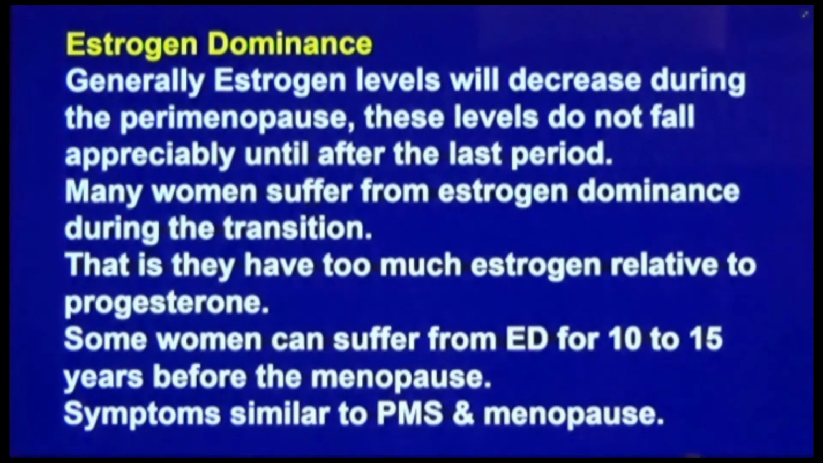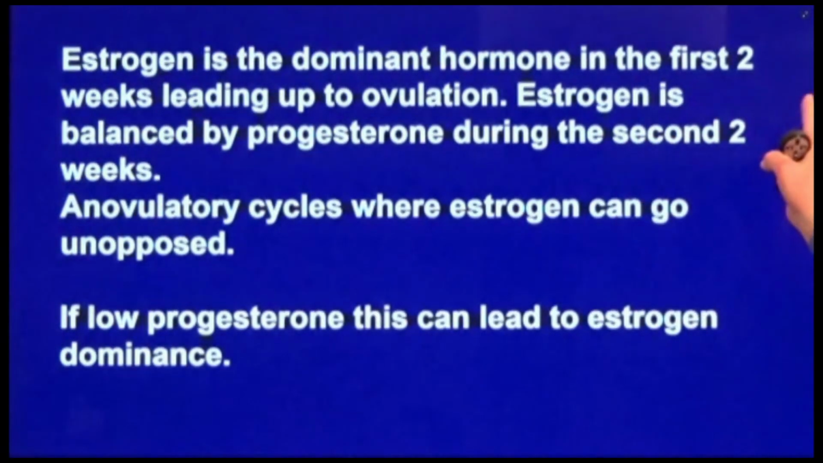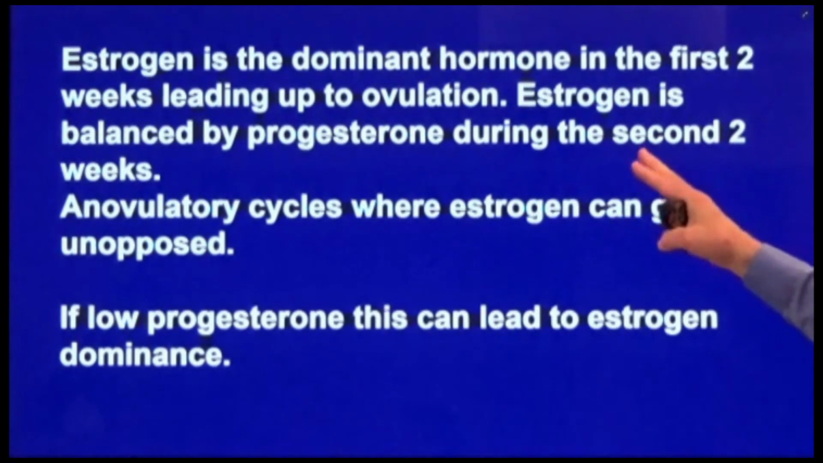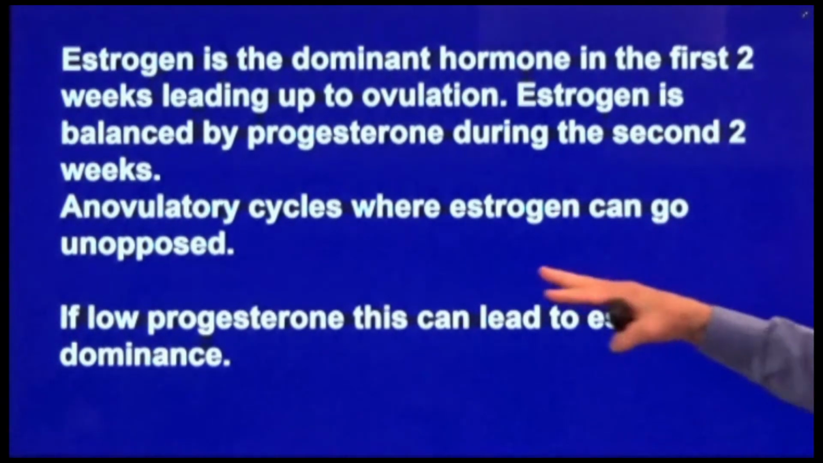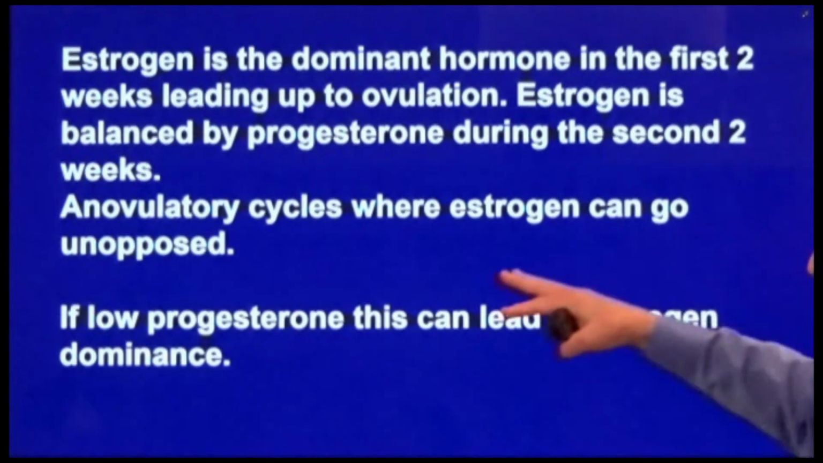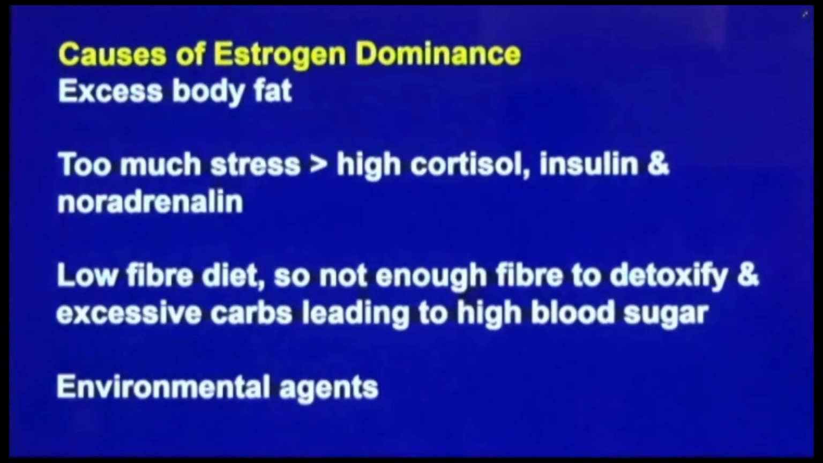And the symptoms are very similar to premenstrual syndrome, as well as those menopausal symptoms. So estrogen is the dominant hormone in the first 2 weeks leading up to ovulation. Estrogen is balanced then by progesterone during the second half. In anovulatory cycles, where estrogen can go unopposed, or if progesterone is low, this can lead to estrogen dominance.